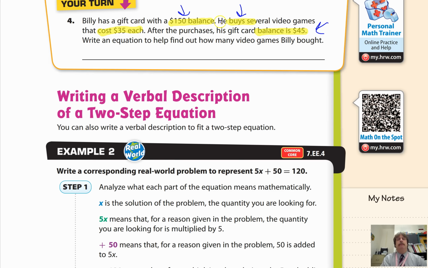So if we write what we see, we've got $150. Buys mean that you have money going out, so you're going to subtract money, and it's $35 for each purchase. So let's go ahead and use G for games. And then we're going to be left with $45. So now you write an equation to help find out how many video games Billy bought.